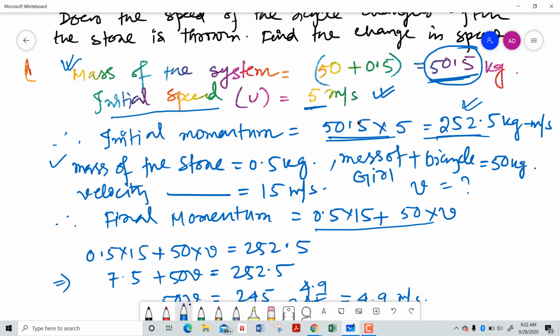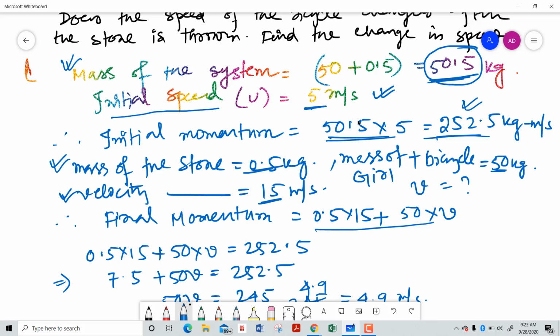Now we know the mass of the stone, that is 0.5 kg, the velocity of the stone, that is 15 meters per second, the mass of you and the bicycle, that is 50 kg, and the velocity after throwing the stone, that is v. Suppose in the afternoon you start riding your bicycle with a stone in your hand, and if you throw it, the velocity of your bicycle will change slightly. So we have to find out that slight change.